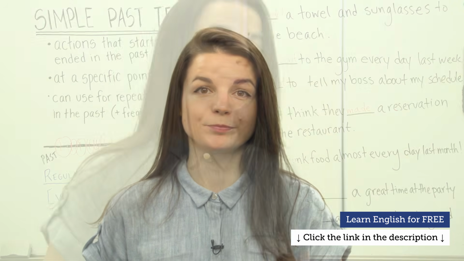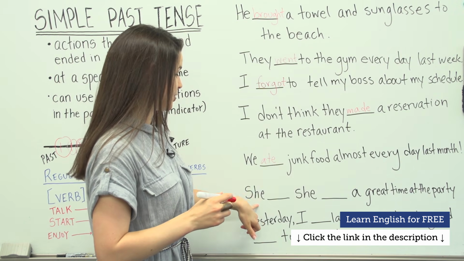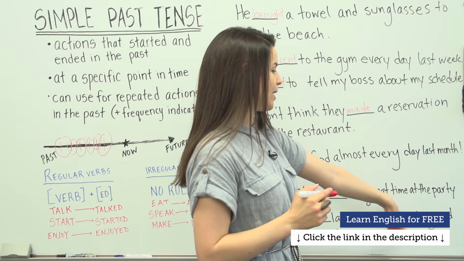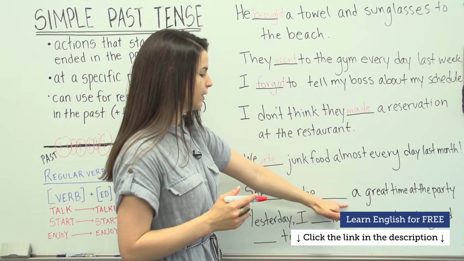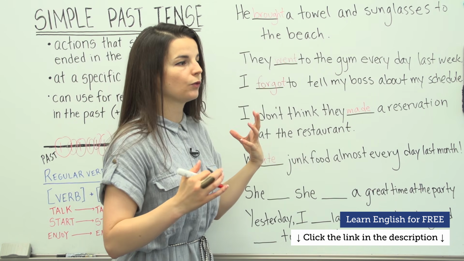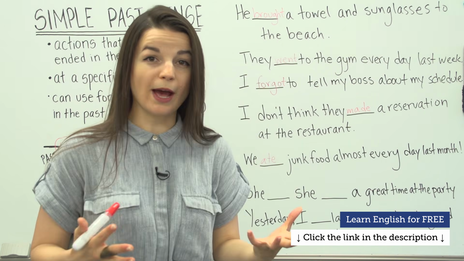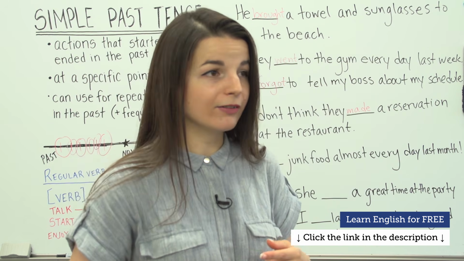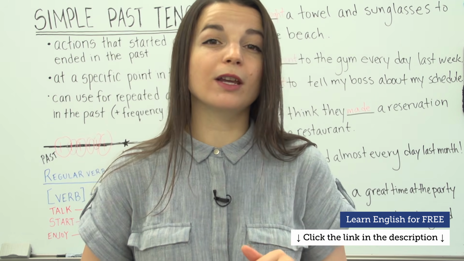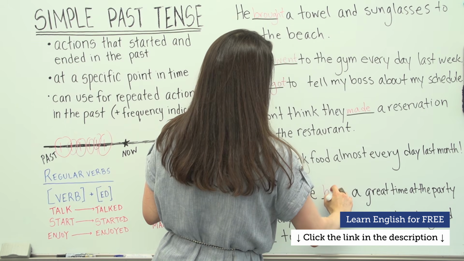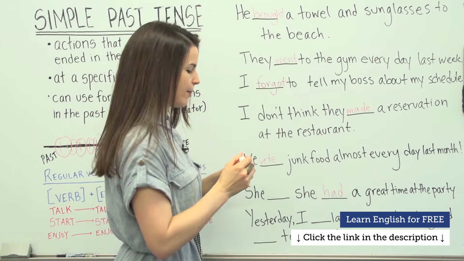Let's take a look. So here we have she something something, she something something, a great time at the party. So here, she blah blah blah, a great time at the party. So we use the expression to have a great time. Again, have is an irregular verb, so we conjugate it to had. She had a great time at the party.